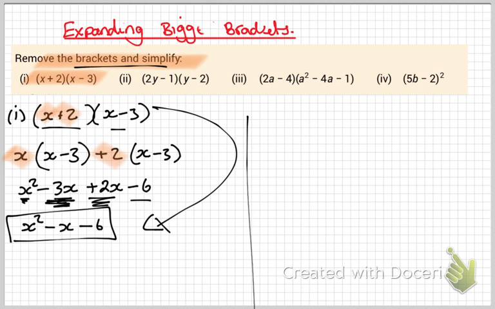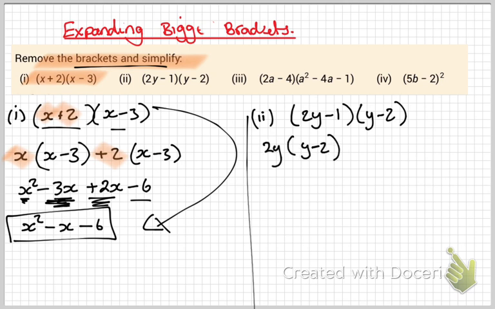Second one, similar idea. Set of brackets back to back. When we have a set of brackets back to back, everything has to be multiplied. So I'm going to take the first one and split it up. So I'll have 2y, going to multiply into my second bracket, and a minus 1, going to multiply into my second bracket. Okay, again, 2y is coming from there, minus 1 is coming from there.